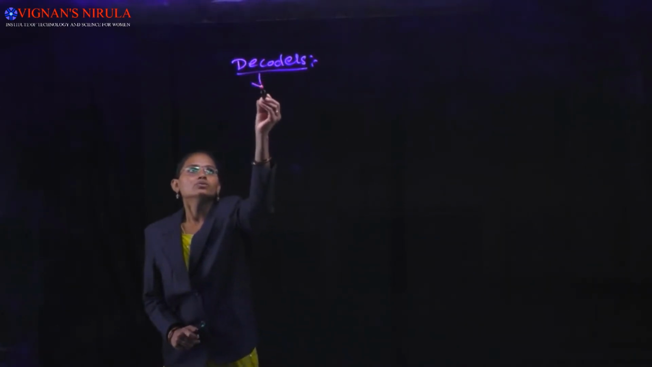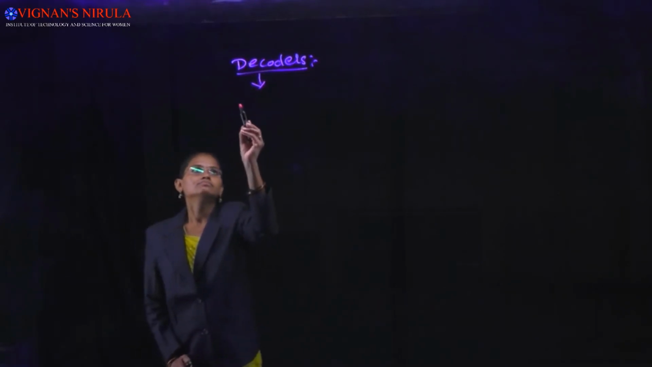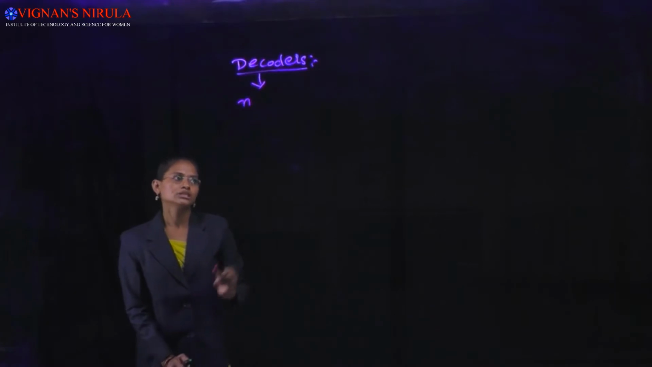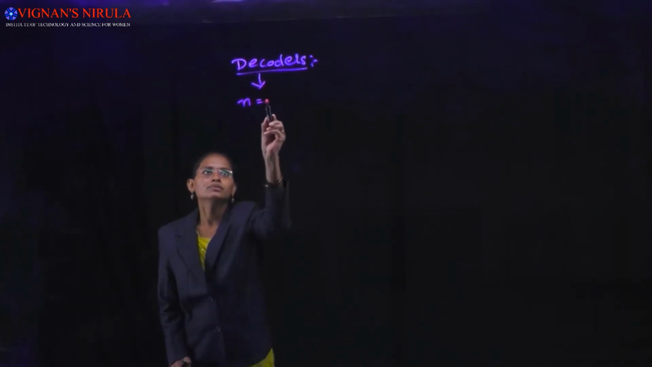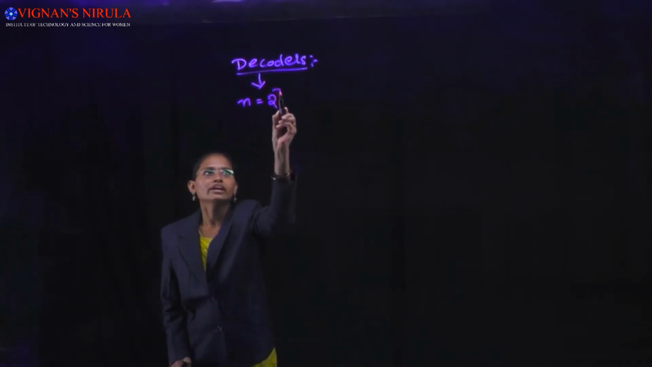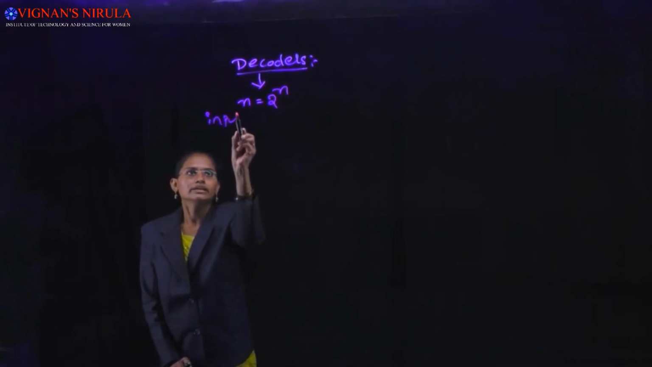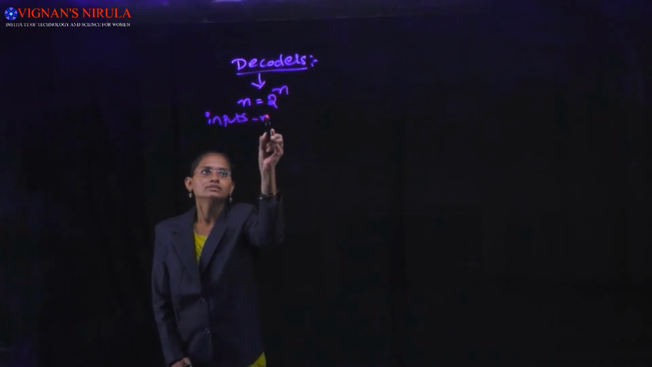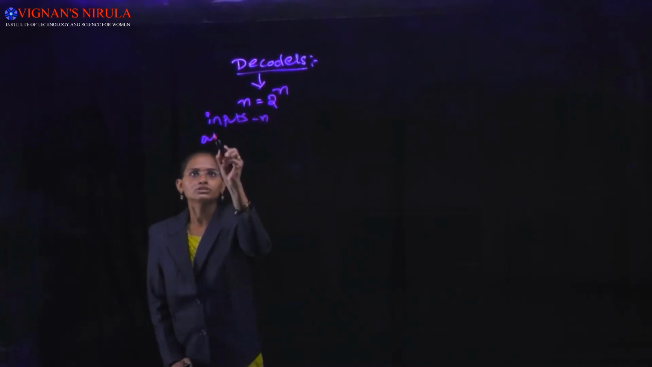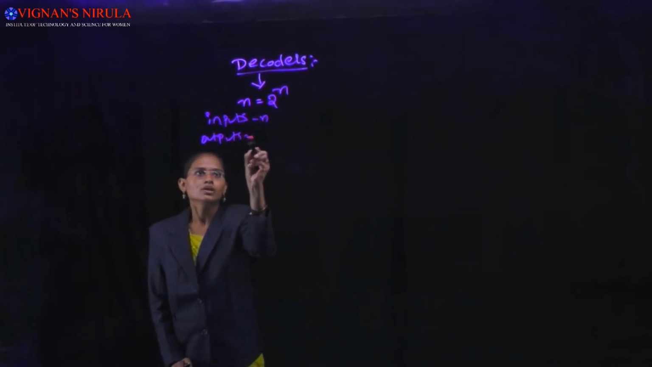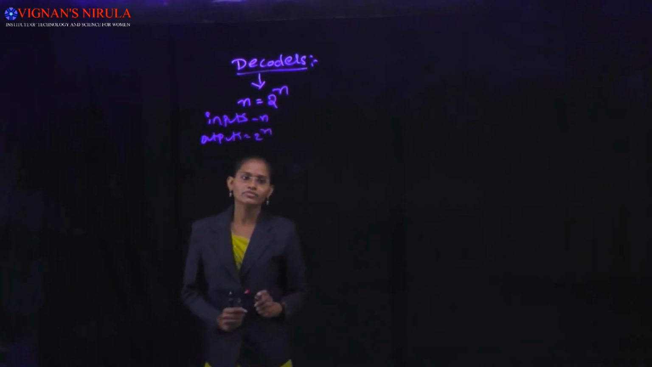In a decoder, we are using n number of inputs and it produces 2 power of n number of outputs. The inputs are n and the outputs are 2 power of n number of outputs.